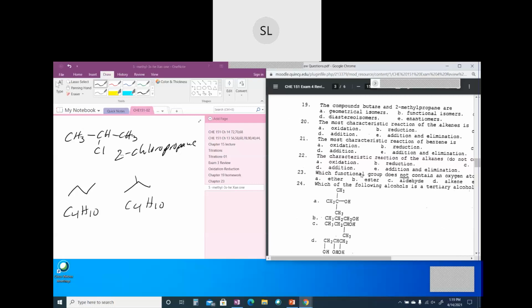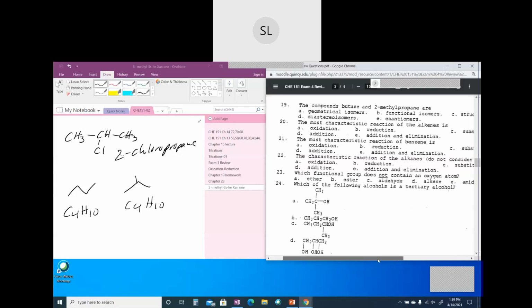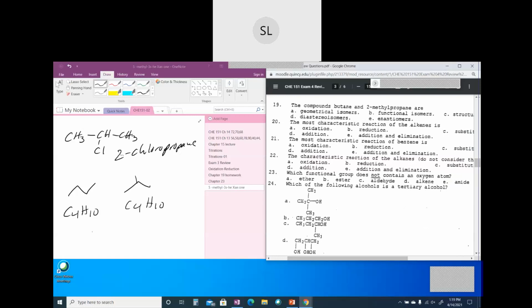Which functional group does not contain an oxygen atom? All right, so if you draw an ether, ether is ROR. That's got an oxygen. When you're doing ester, ester is a C double bond O, OR. Well, it's got two oxygens. When you are doing an aldehyde, you have a C double bond O with an H. That definitely has an oxygen. When you're doing an alkene, alkenes simply have a carbon-carbon double bond. There's no oxygen there. An amide has a C double bond O to an N. And so the alkene is the only one that does not have an oxygen atom.